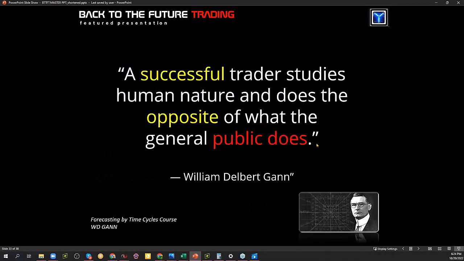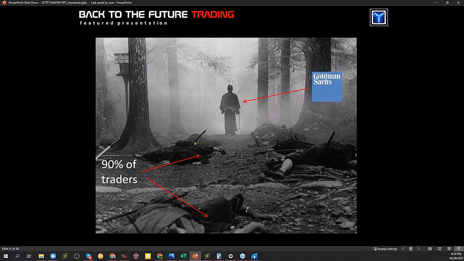Let's do one more quote. A successful trader studies human nature and does the opposite of what the general public does. What does the general public do? Lose money with free lagging POS indicators.